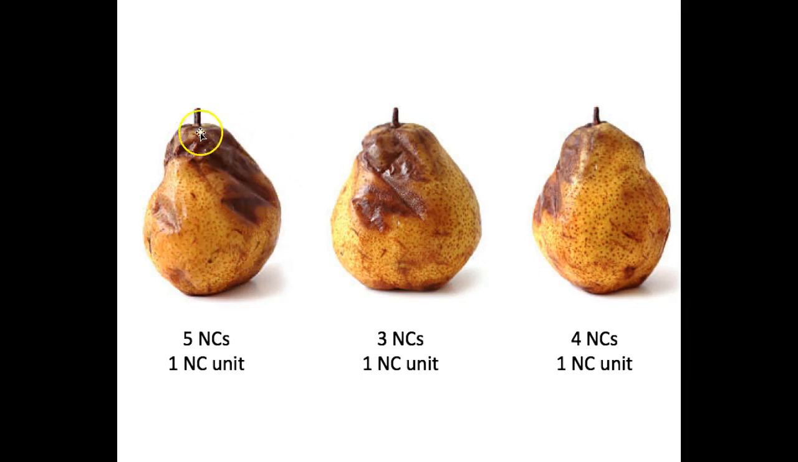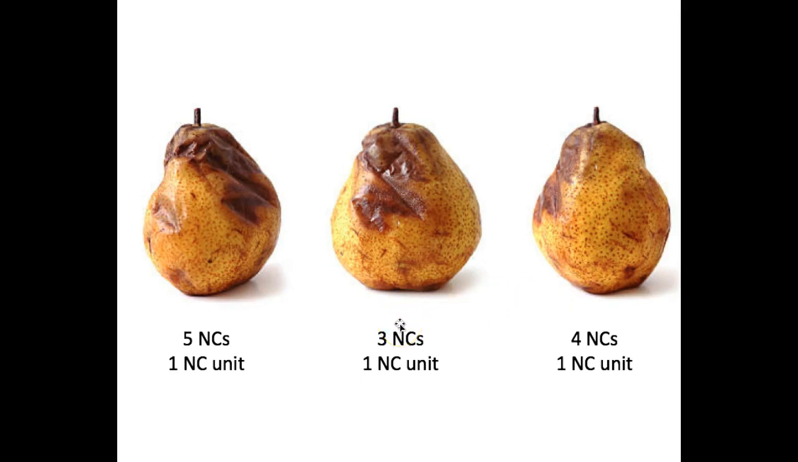But even though there's 5 different nonconformities on this pair, it is still one nonconforming unit. And it doesn't really matter how many nonconformities are on a nonconforming unit. As long as you have at least one, that whole unit is nonconforming or defective. So that's why we have the 5 nonconformities versus the 1 nonconforming unit. The unit looks at the entire thing. In the middle, we have 3 nonconformities, and we still have the whole unit nonconforming. So 3 nonconformities, 1 nonconforming unit. On the right, we've got 4 nonconformities, including this weird little bump over here, and 1 nonconforming unit.